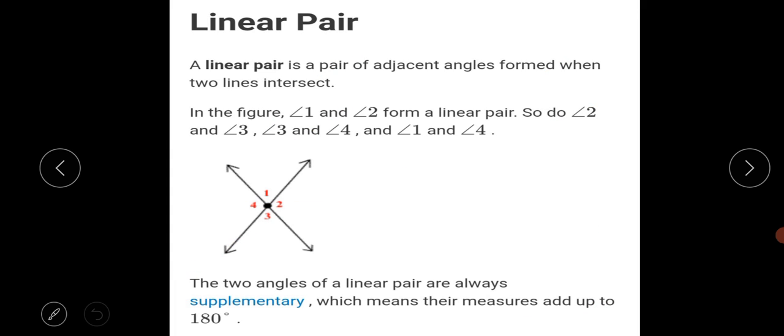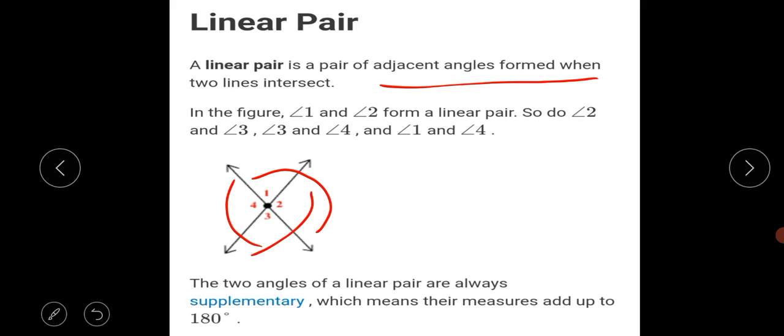Next is linear pair of angles. A linear pair is the pair of adjacent angles formed when two lines intersect. In the figure, angle 1 and angle 2 form a linear pair, angle 2 and angle 3 form a linear pair, 3 and 4 form a linear pair, and 1 and 4 also form a linear pair. The two angles of a linear pair are always supplementary, which means their measures add up to 180 degrees.